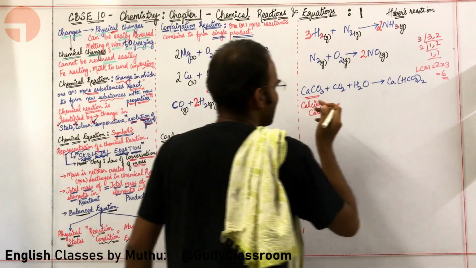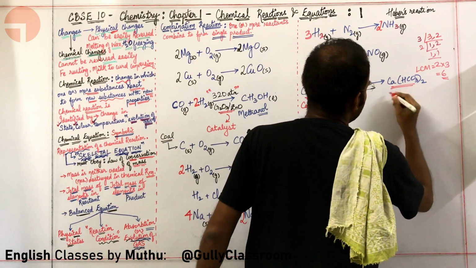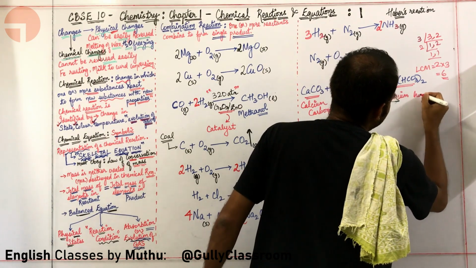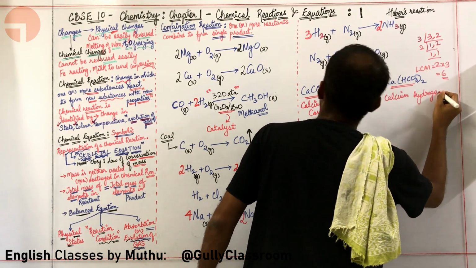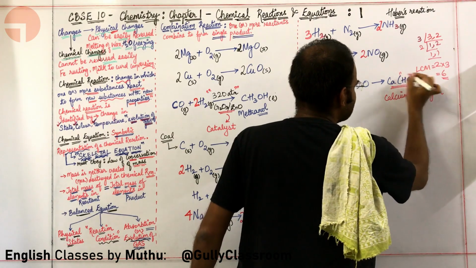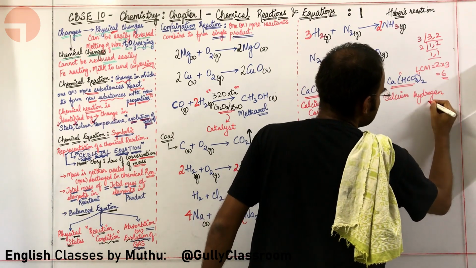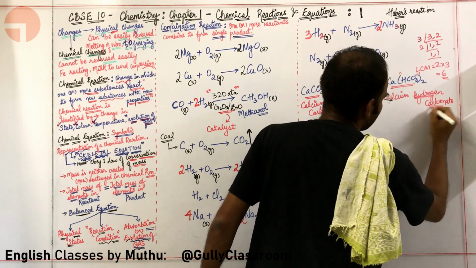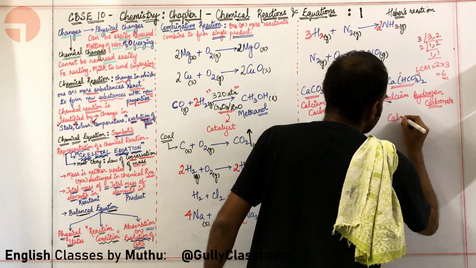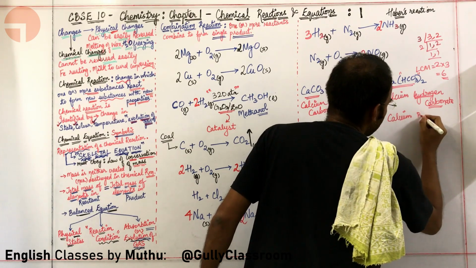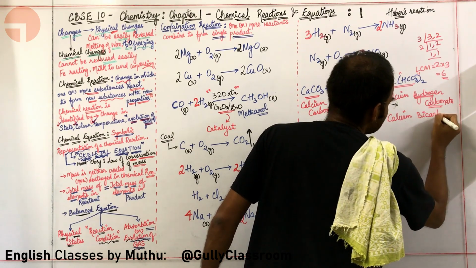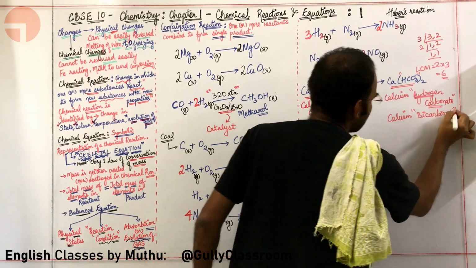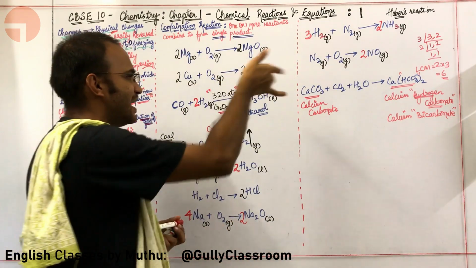Okay, sir. What about this? What is this called? This is called calcium hydrogen carbonate. What is HCO3 called? It is either called calcium hydrogen carbonate, or it can also be called calcium bicarbonate. So HCO3 ion can also be called hydrogen carbonate ion or bicarbonate ion. They are one and the same.